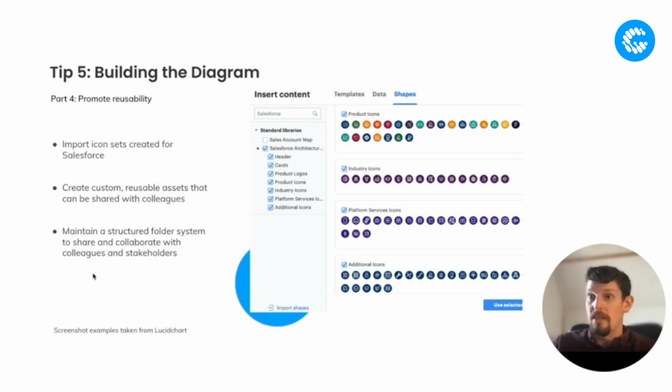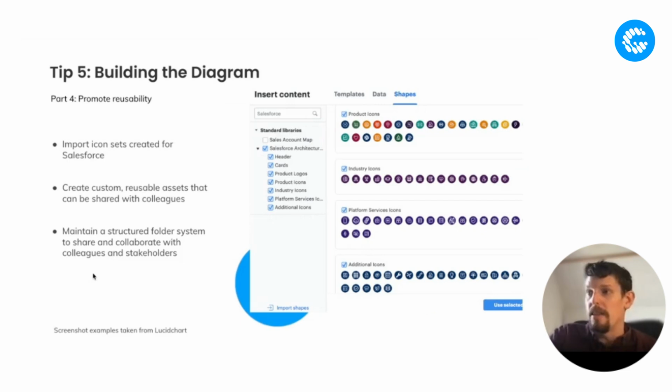Create your own custom reusable assets and share them with colleagues. Lucidchart gives you the ability to create and package your own. It goes with, again, those standard templates, colors, and so forth. Share that, and then maintain a structured folder system so that other end users can come find your template, copy it, and go forth using my tip 3, which is to reuse the previous people's work.